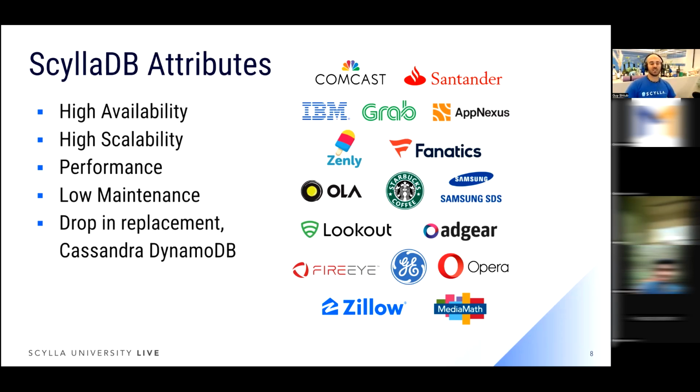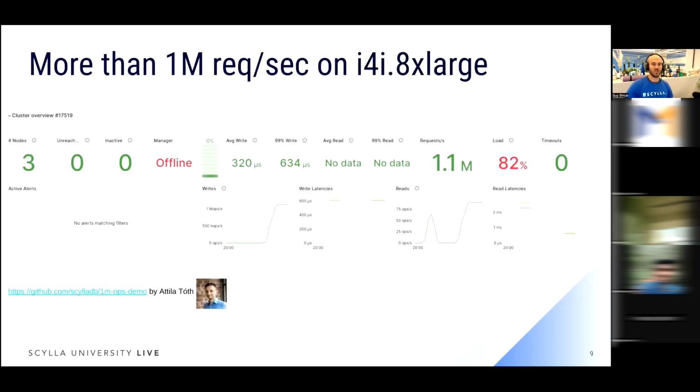And I mentioned Cassandra. So ScyllaDB is a drop-in replacement for Apache Cassandra and for Amazon DynamoDB, meaning that if you have an application running with either one of those databases, you can simply switch the underlying database to ScyllaDB and get better performance, more consistent performance, and also a lower total cost of ownership.